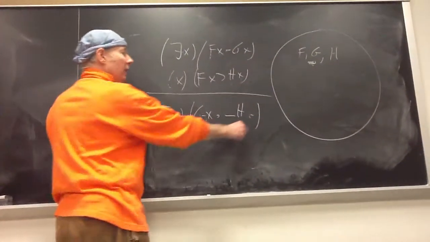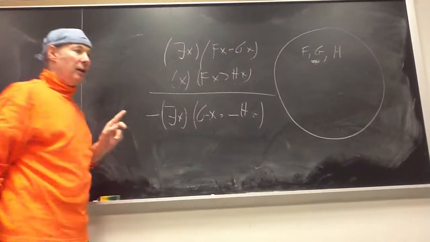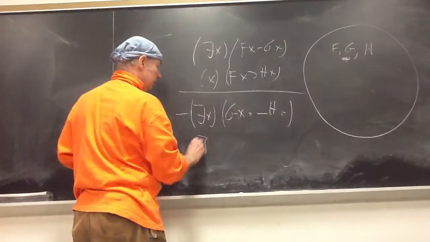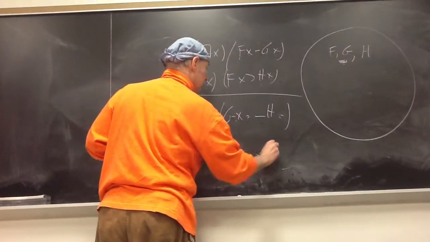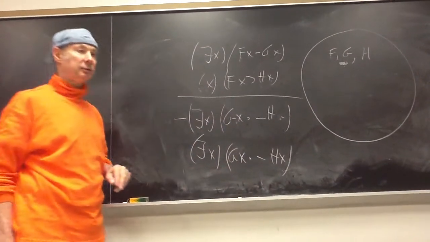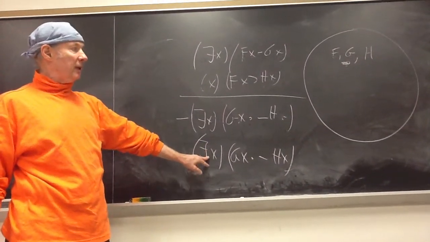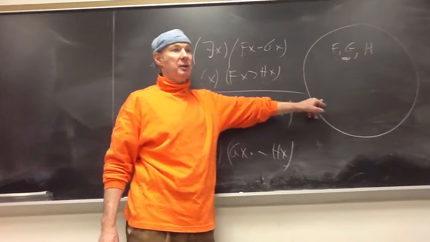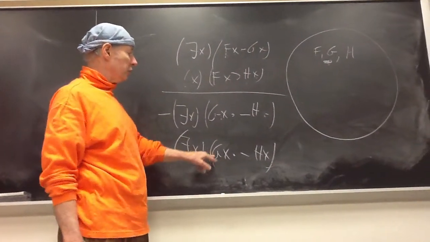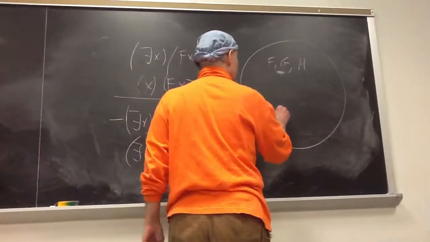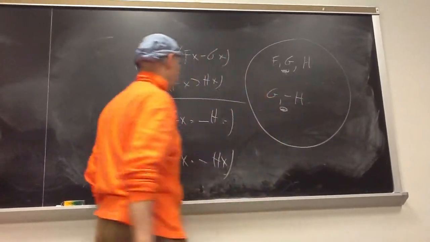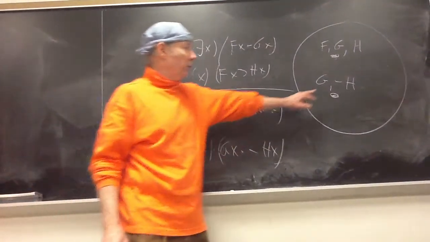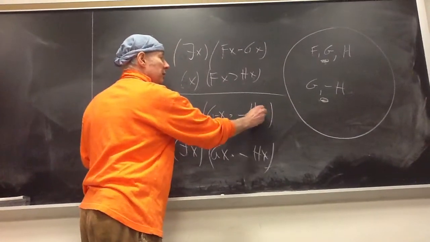But remember, I have to make this false. Now, a way to think about how to make this false is, if this is false, then this is true. So, if I make this sentence true, then this sentence is false in that universe. This says something has G and not H. Now, this sentence is true in this universe, therefore this sentence is false.